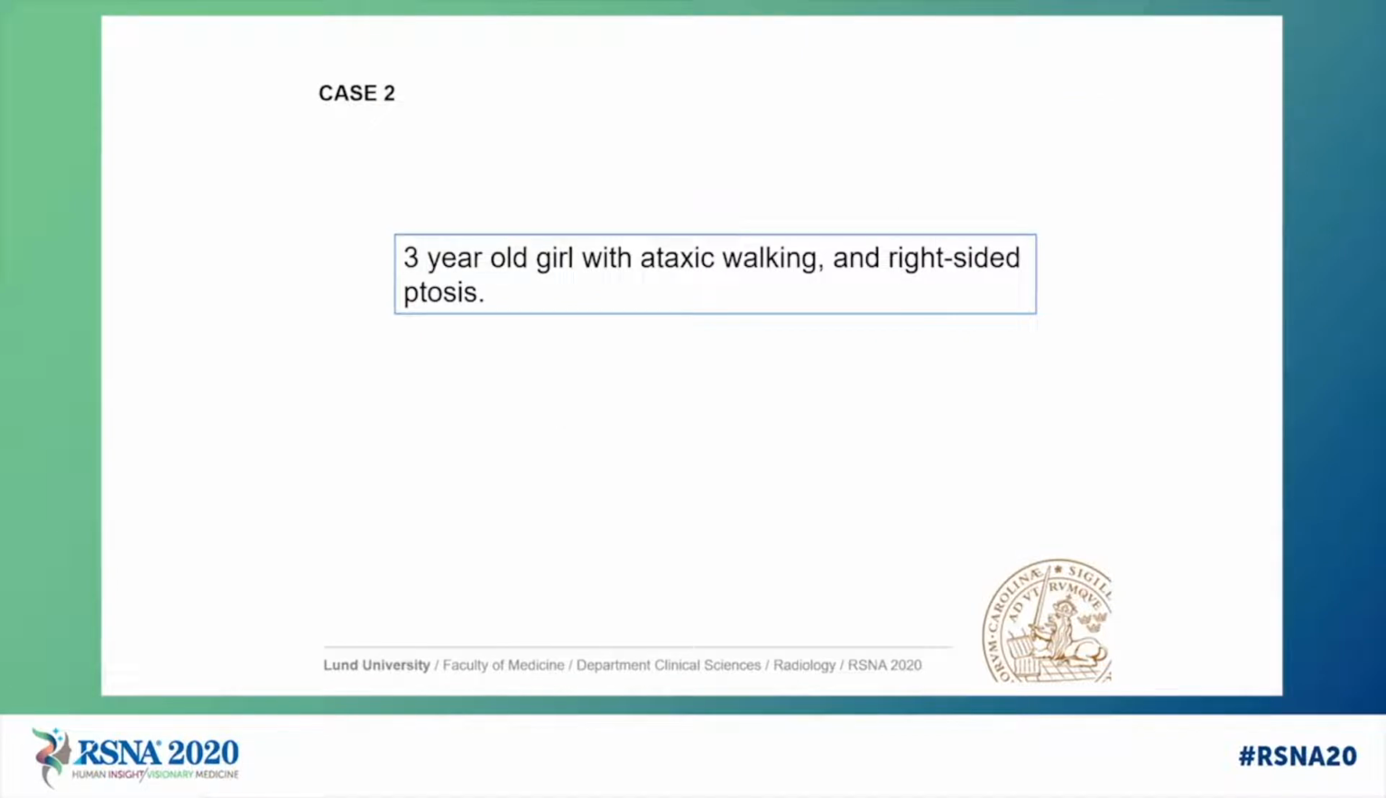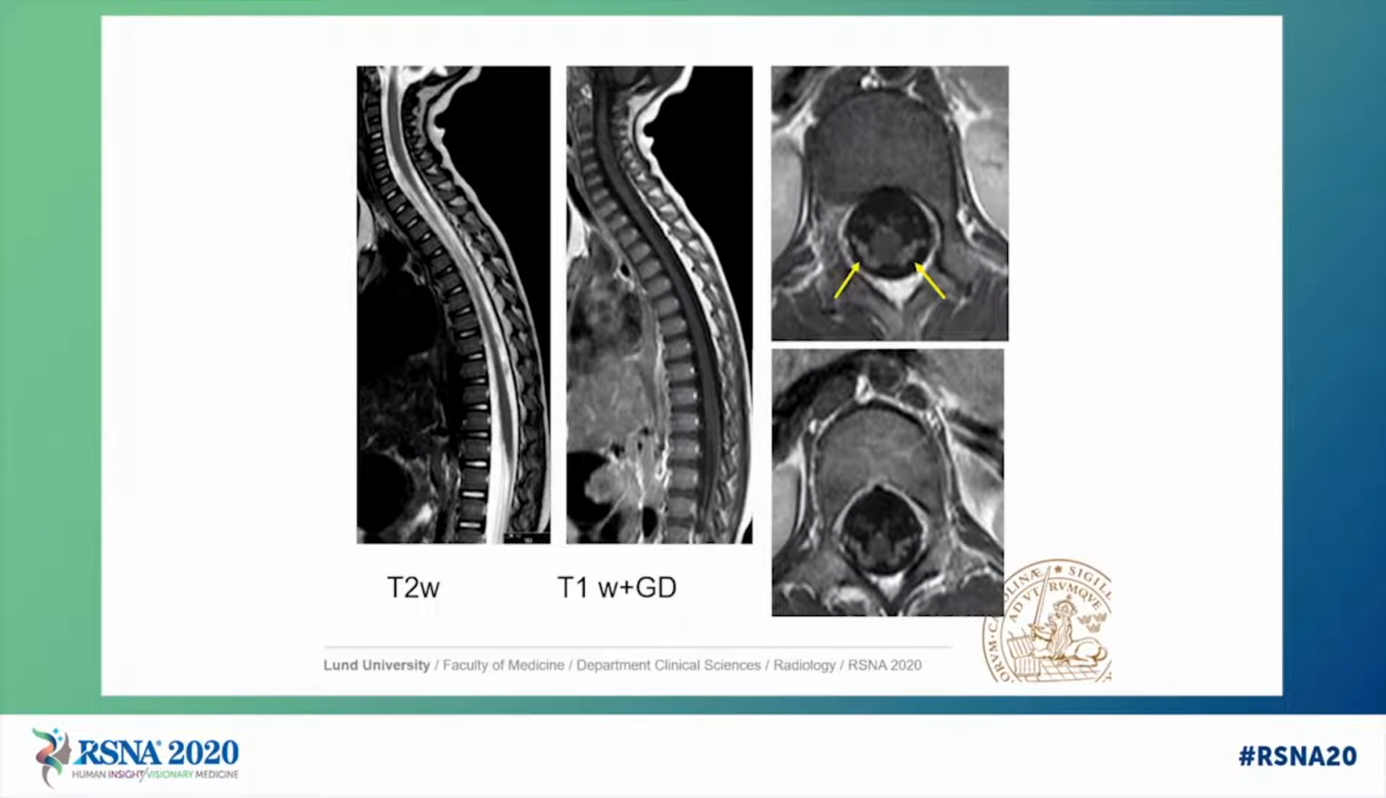Case number 2. This is a 3-year-old girl with ataxic walking and right-sided ptosis. Here we can see the sagittal T2 weighted images and T1 post-gadolinium, as well as axial T1 weighted after gadolinium. And what you can see is there is signal abnormality and pathological contrast enhancement of the posterior spinal nerve roots at the level of the conus.